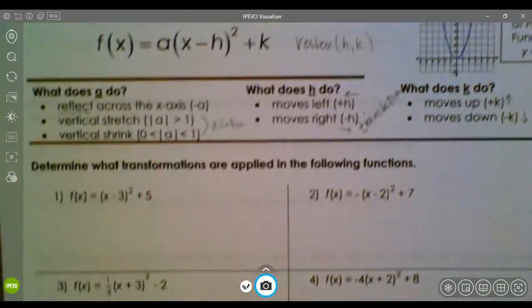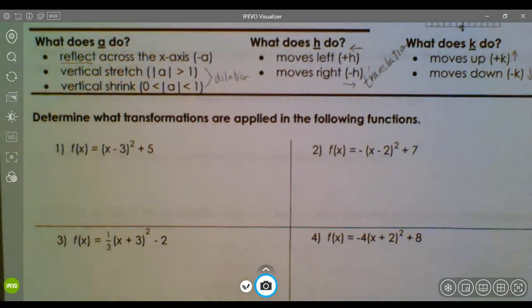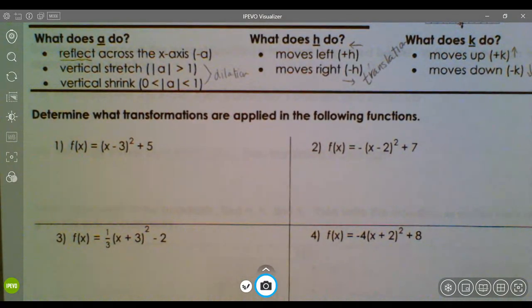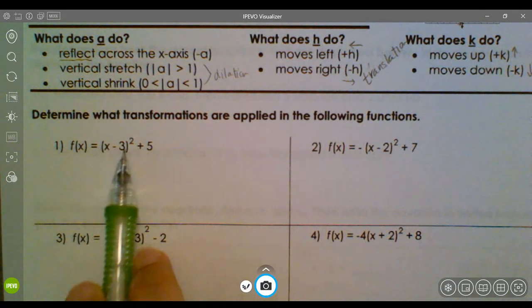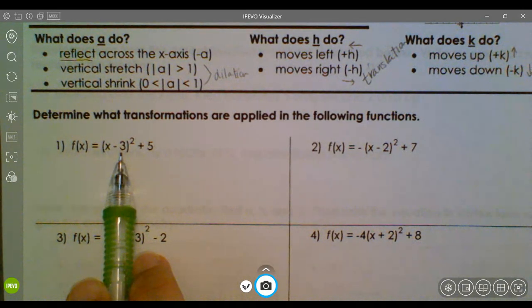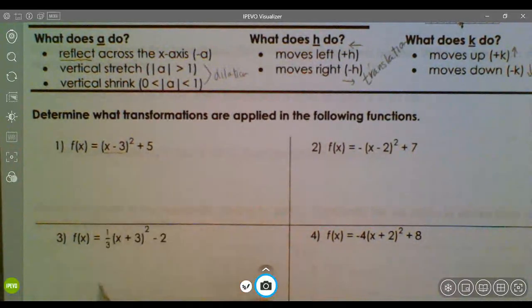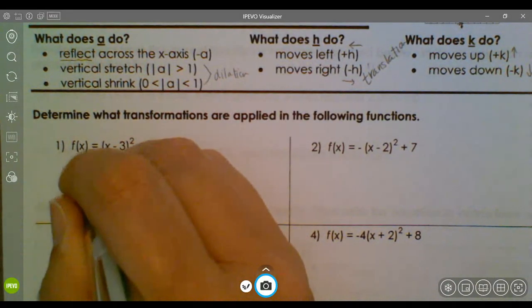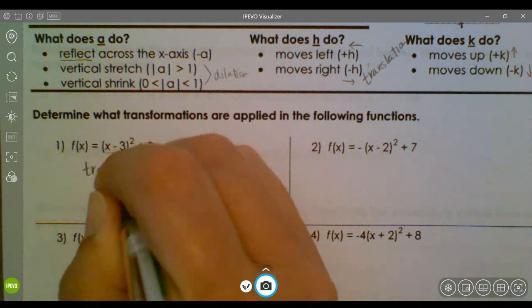Okay, so let's use this information and see if we can just write in words what our transformations are. So I'm going to remind you to use your order of operations. So order of operations tells me to go inside the parentheses first. So this is my first transformation. So what does this tell me to do? This tells me that we're going to translate left 3 units.